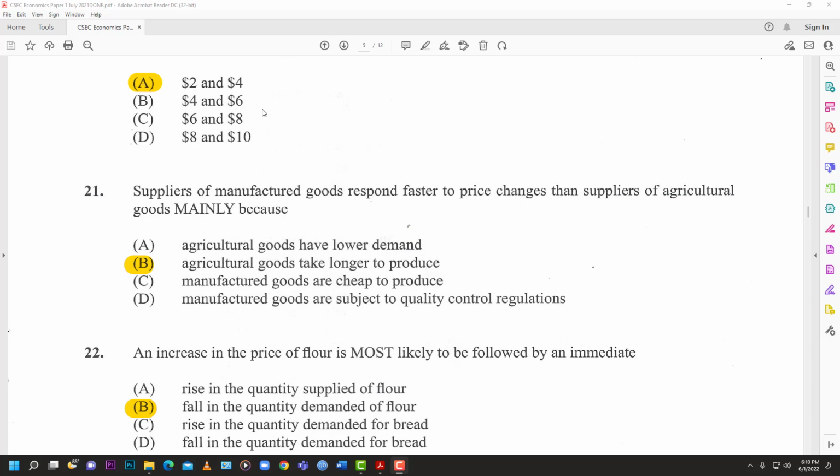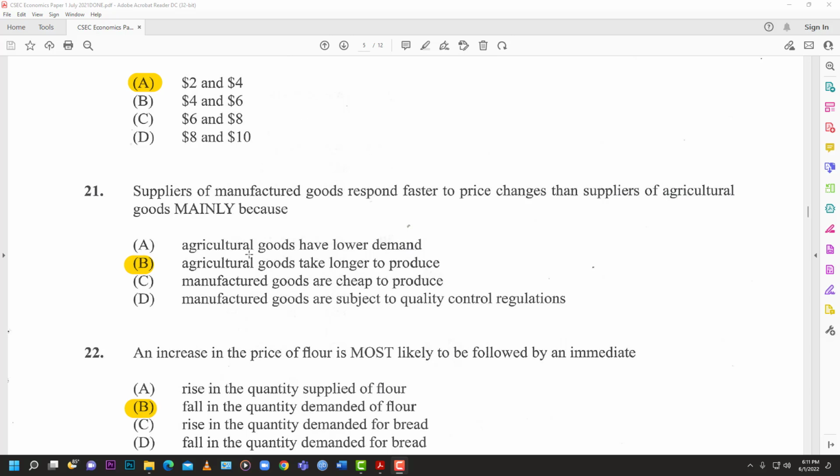Number 21. Suppliers of manufactured goods respond faster to price changes than suppliers of agricultural goods, mainly because... And of course, the main reason is that agricultural goods take longer to produce, right? They take longer to produce because after all, you have a whole season, and within that season, prices can fluctuate. Go up, go down, whichever. And so the farmers would take a while longer to actually respond to the various price changes.